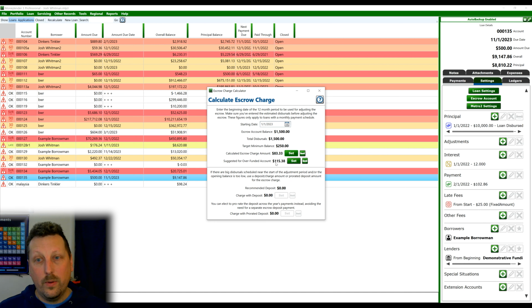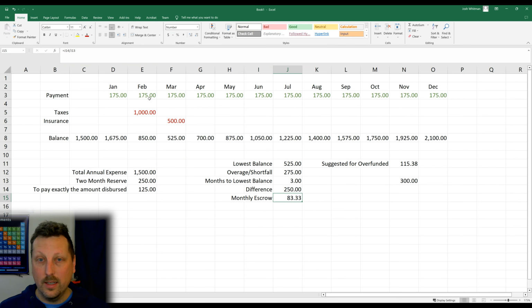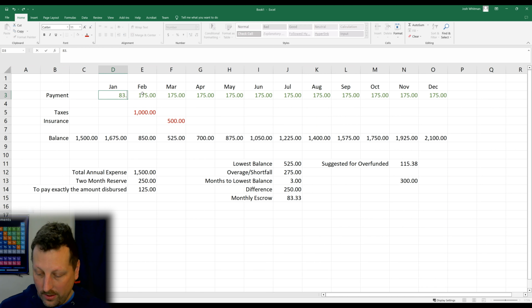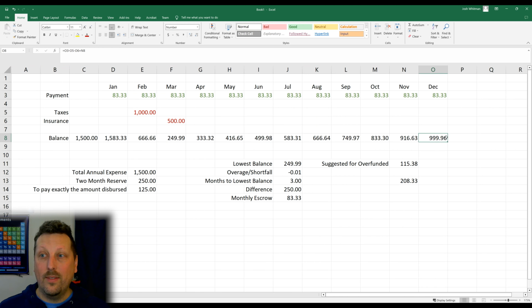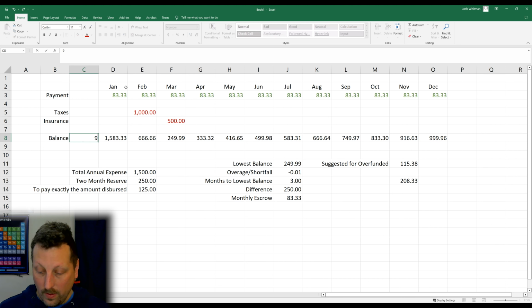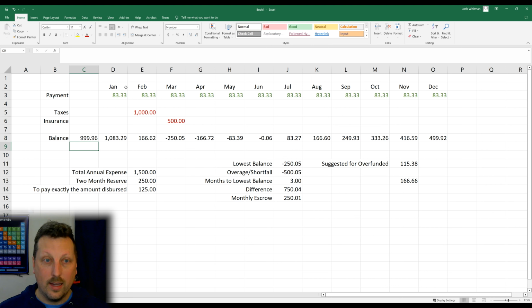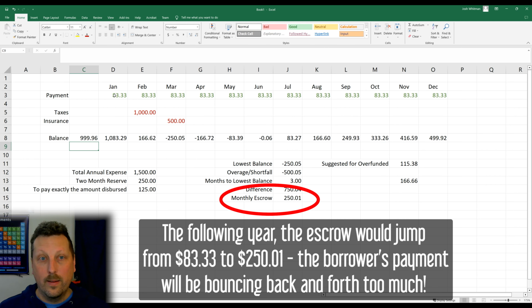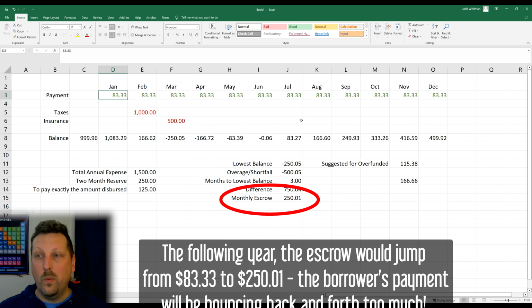So that's where we get this 11538 suggestion, right? When you have more money than you're supposed to, you don't want to make it 8333, right? Because what happens next year is if we make it 8333, we only have 999.96. So instead of 1,500, we have 999.96 rolling into the following year. And at that point, we're going to end up slowly whittling away.